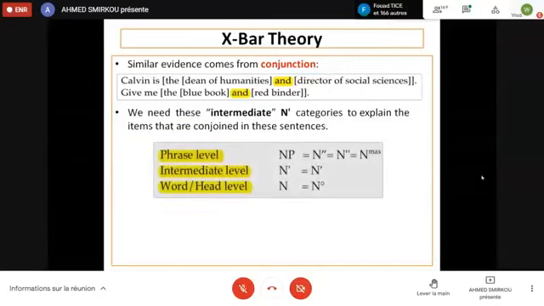So this is what we have been talking about. Phrase level is the X double bar. You can use X double bar or max, or just the phrase. If you use double bar, I will accept it. And this is for the intermediate level, X-bar, and the lexical category, X zero, but you don't need to write this zero. This is what we talked about.